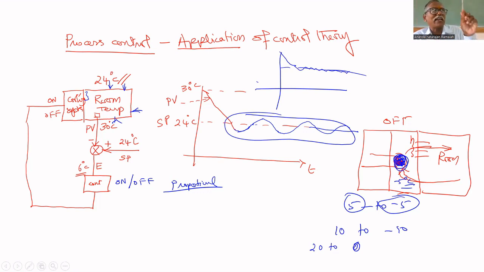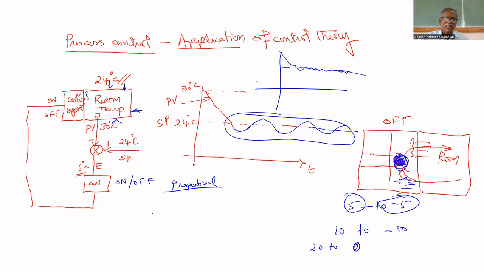Depends upon the error. If the error is very small, I will keep 20 degrees centigrade. If the error is very large, I will keep 0 degrees centigrade. So in between all values will come. Suppose the error is 3 degrees centigrade, what is the middle value? 10 degrees I will keep. I understand this point. That is called proportional controller.